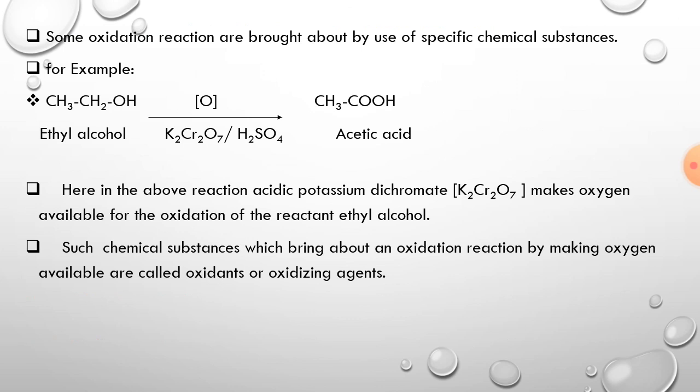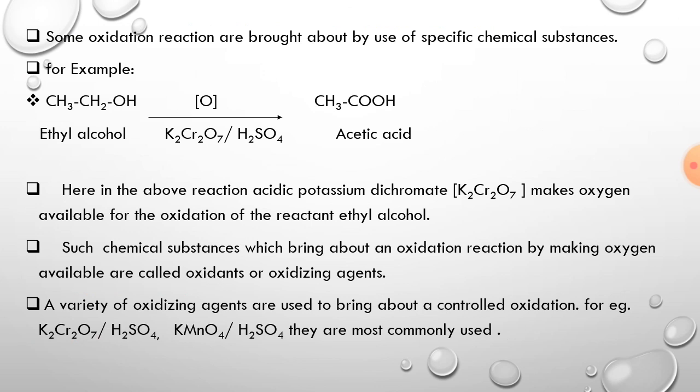Acetic acid. So in the above reaction, potassium dichromate, that is K2Cr2O7, makes oxygen available for the oxidation of the reactant ethyl alcohol. So K2Cr2O7 makes oxygen available for the reaction. Such a chemical substance which brings about an oxidation reaction by making oxygen available is called an oxidizing agent. So in the above equation, who is the oxidizing agent? Yes, K2Cr2O7, because it makes oxygen available for the reaction.